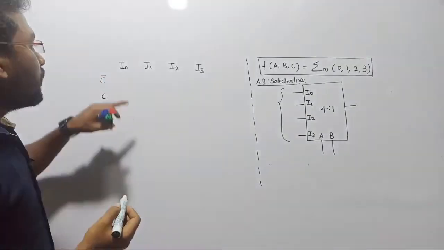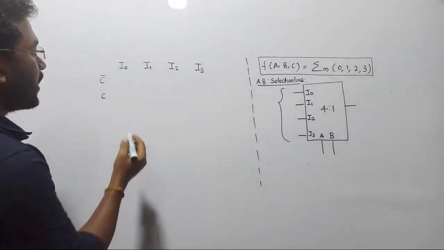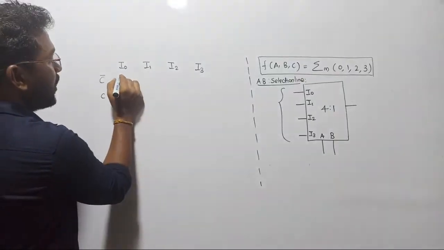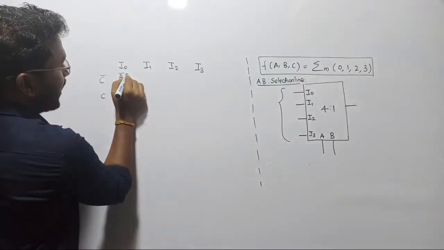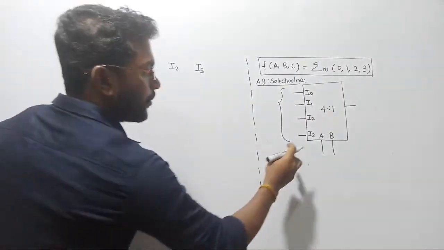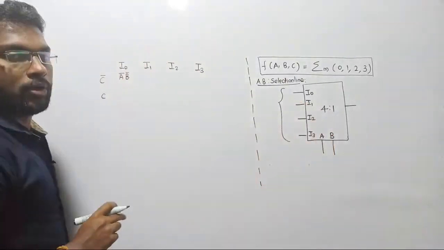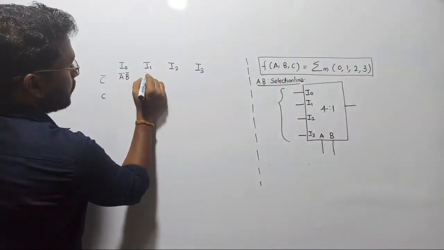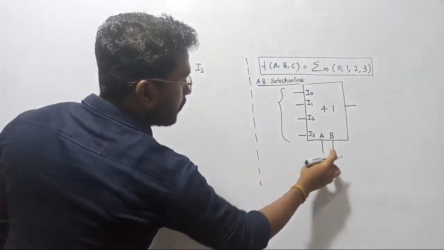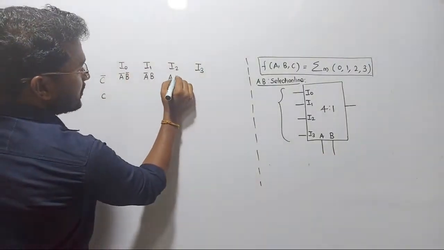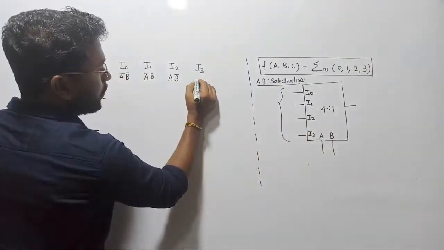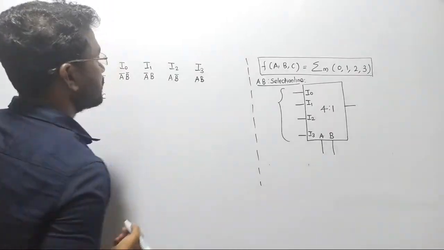Now tell me when your I0 will be enabled. I0 will be enabled whenever A and B are 0, 0. Do you all agree with me? In min term format that is A bar, B bar. Exactly, that is correct. Next, when I put 0, 1, automatically I1 will be enabled, which in min term form is A bar, B. I2 will be enabled when it is 1, 0, realized as A, B bar. Now I3 will be enabled whenever A and B are 1, 1, so we realize this one also.